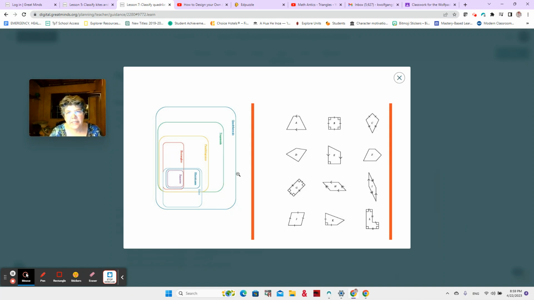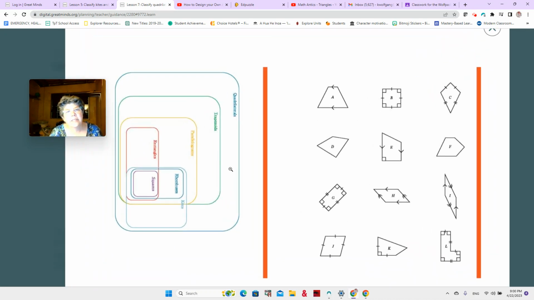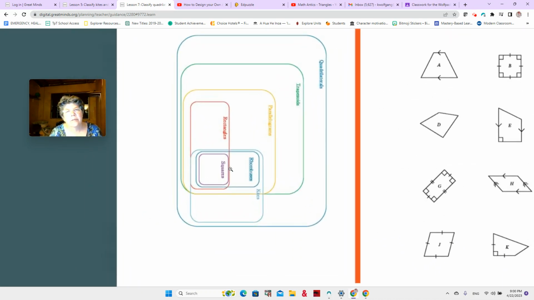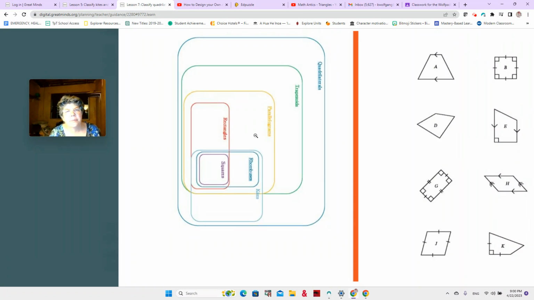So if you're looking at this, how does it go into parallelograms and not rhombuses? A rhombus has to have 4 equal sides. So if it's here, it has to have 4 equal sides. A parallelogram just has to have opposite sides parallel. So it's still opposite sides parallel to be a parallelogram, right?